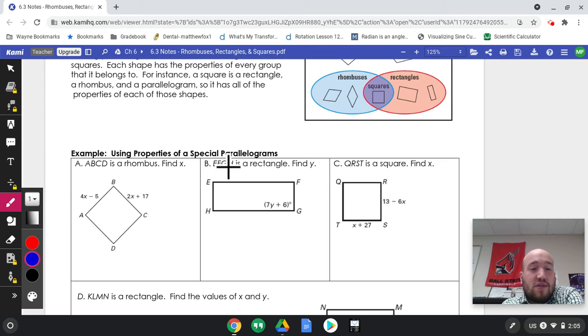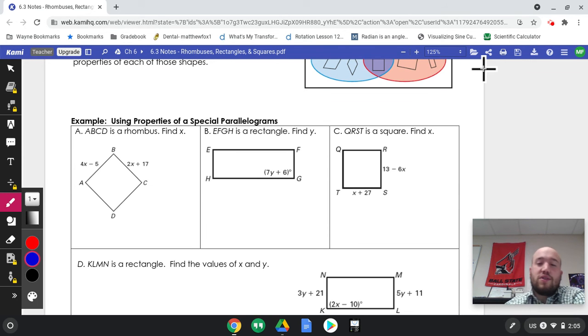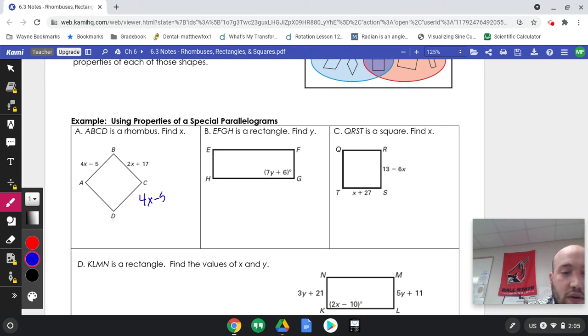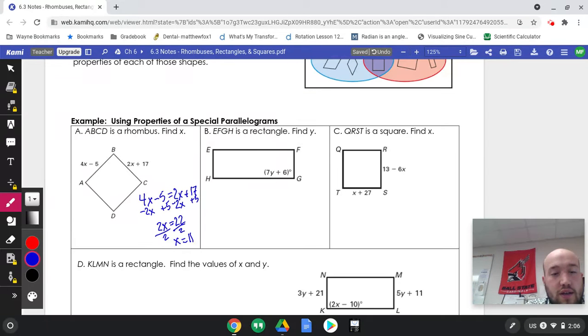We know if it tells us it's a rhombus, right here, ABCD is a rhombus, find x. If it's a rhombus, we know all the sides are congruent. So I for sure know then that 4x minus 5 is going to equal 2x plus 17. Okay, then we subtract 2x. I'm going to do it all in one step. We'll add the 5 over. We're going to get 2x equals 22. Divide by 2, we get x equals 11.